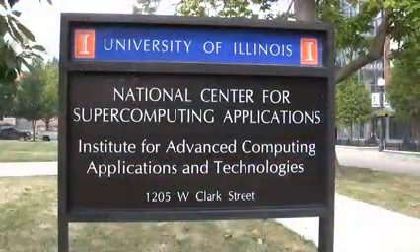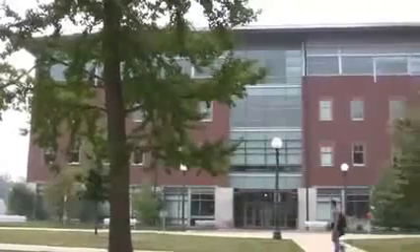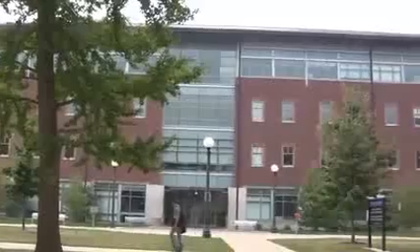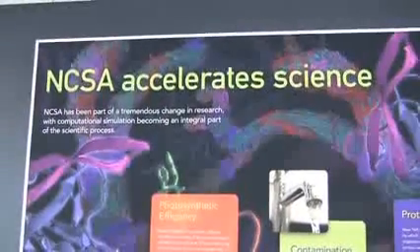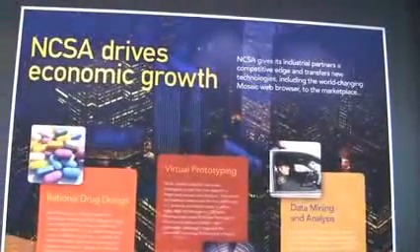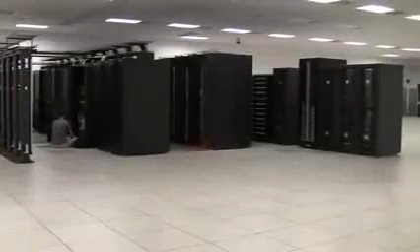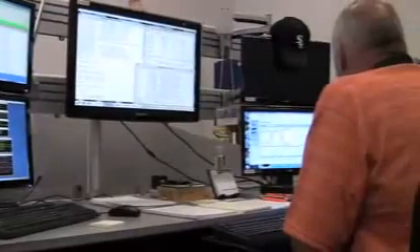The National Center for Supercomputing Applications provides powerful computers and expert support that help thousands of scientists and engineers across the country improve our world. But what exactly is a supercomputer and who can get access to them?